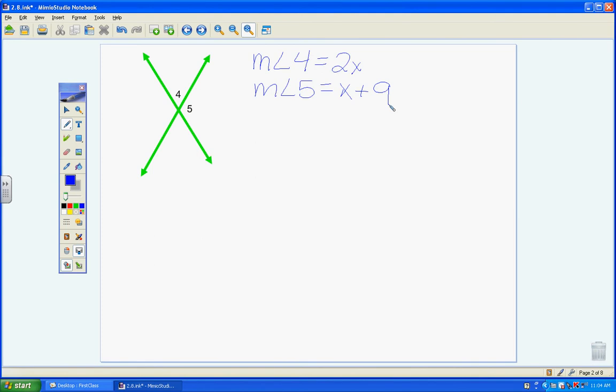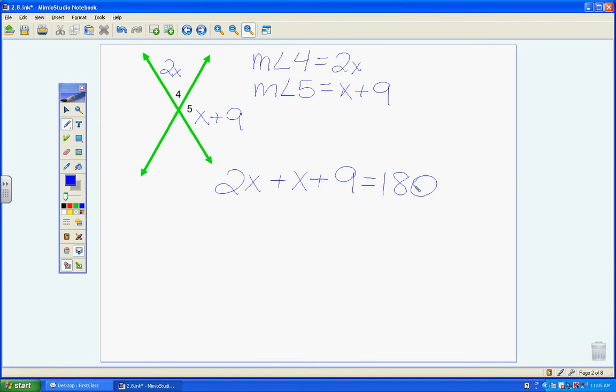Alright, so what would I do with the two of these? What do I know angle 4 and angle 5 have to add up to? Okay, so if angle 4 is 2x, and angle 5 is x plus 9, how would I set up my equation? So angle 4 plus angle 5 equals 180.